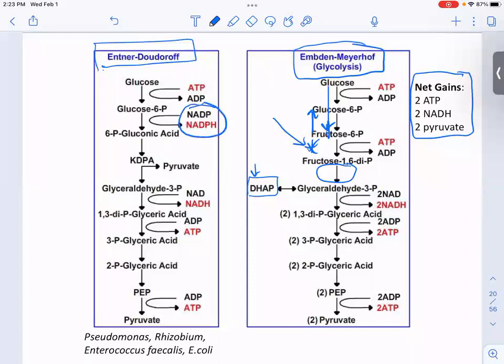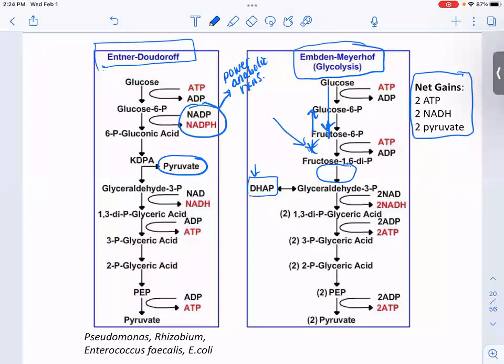We've got a different electron carrier in the Entner-Doudoroff pathway, NADPH. And remember that we said those electrons are going to power anabolic reactions. They're not going to the electron transport chain to be converted into ATP. And then we get this keto-deoxyphosphogluconic acid, and right away, a pyruvate.